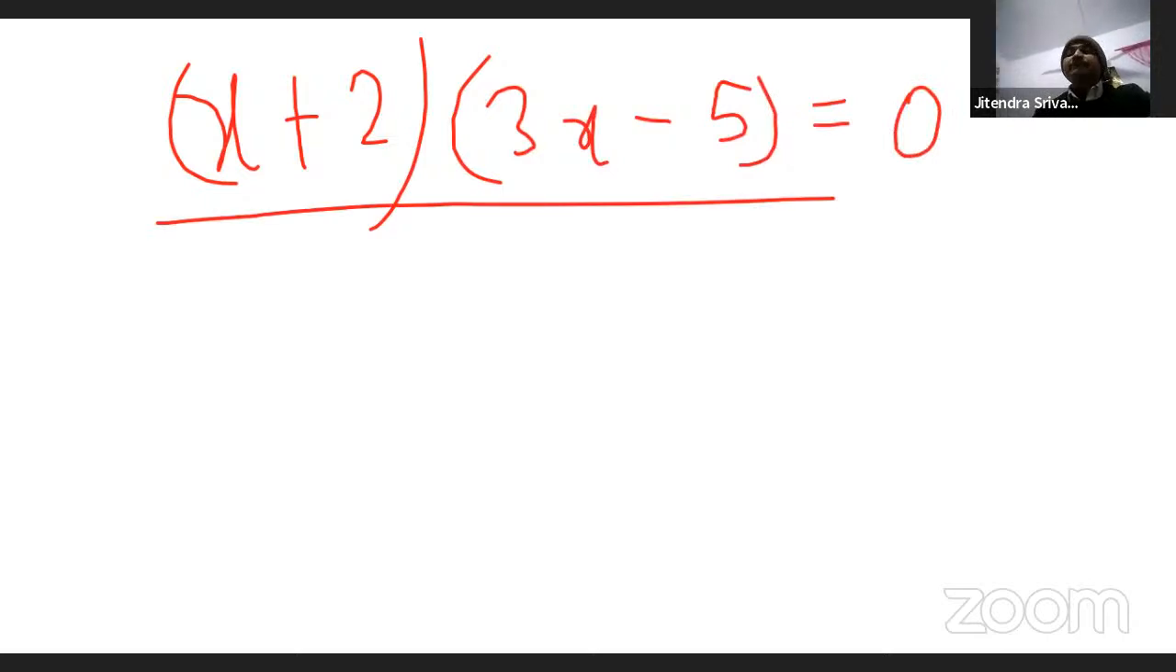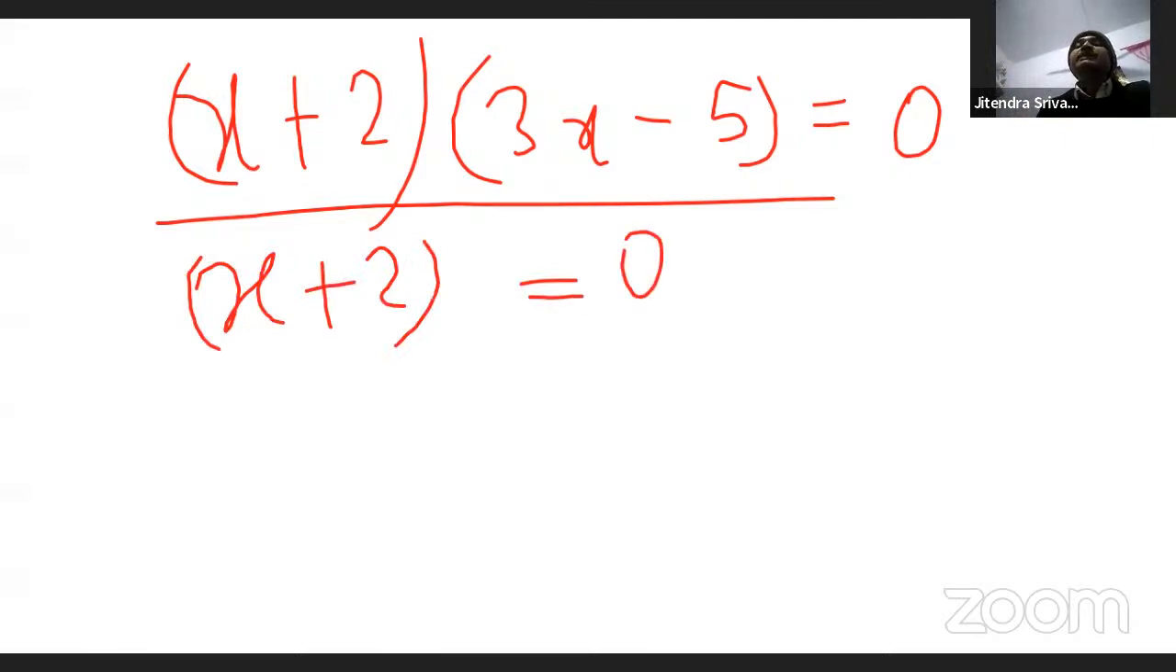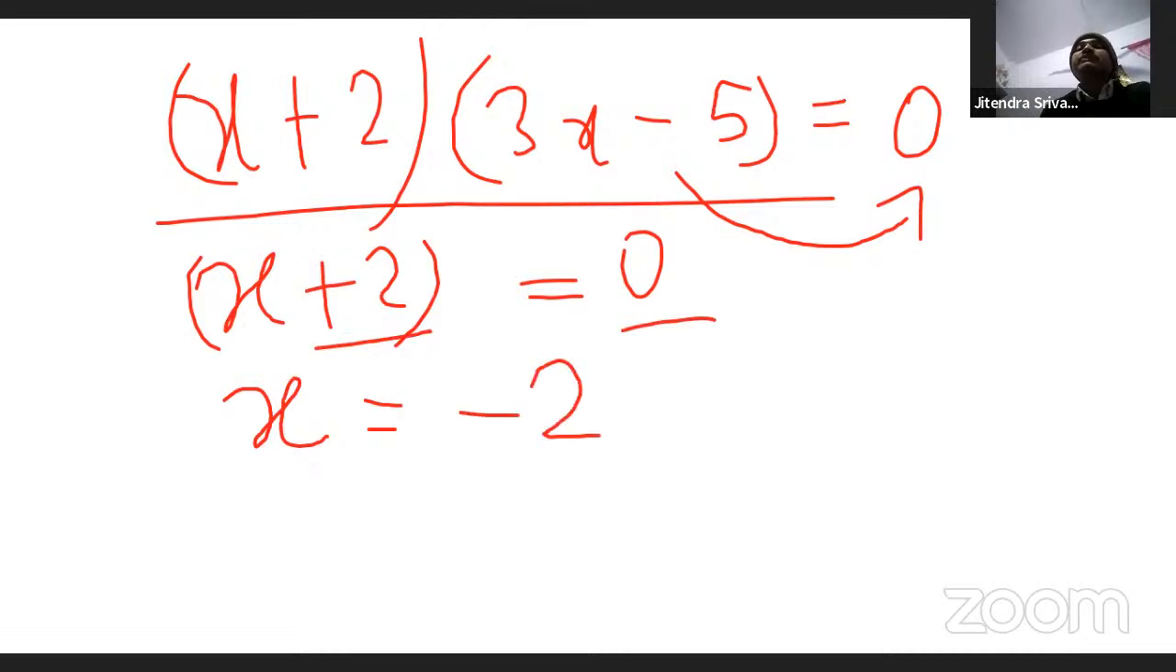We can multiply it first of all, or without multiplying also we can do it. The value of x plus 2 will be 0. How? We will bring 3x minus 5 to the other side of the equals, so it will become 0. So from here we can get the value of x. This plus 2 will go to the other side of equals, so it will become minus 2. So we can get the value of x is minus 2.